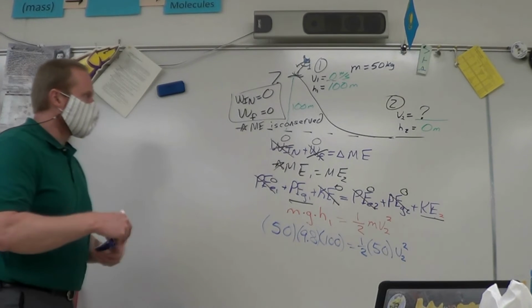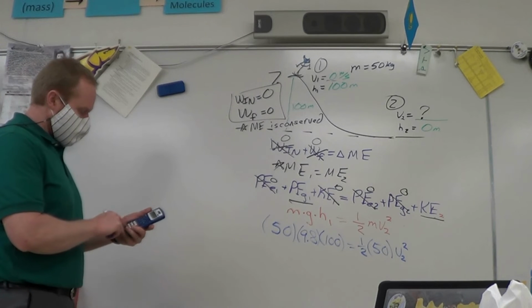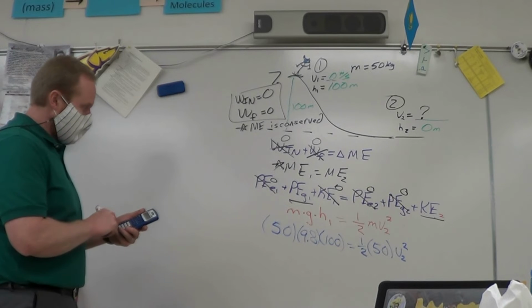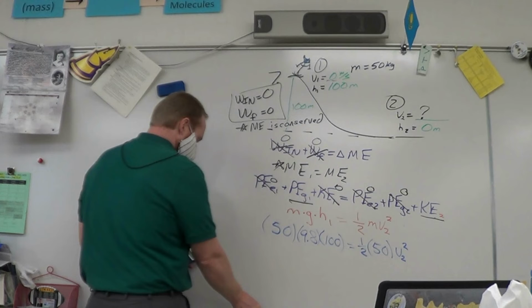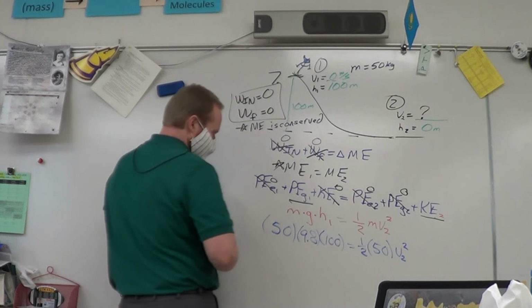Okay, so if we take 50 and we multiply by 9.8 and we multiply by 100, this left-hand side is going to be 49,000.